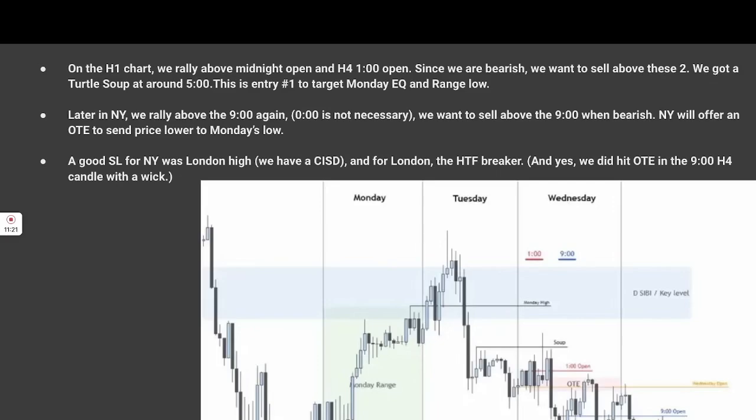We have a change in state of delivery. And for London, the stop loss would be the higher time frame breaker. And yes, we did hit the OTE in the 9 a.m. 4-hour candle with a wick.